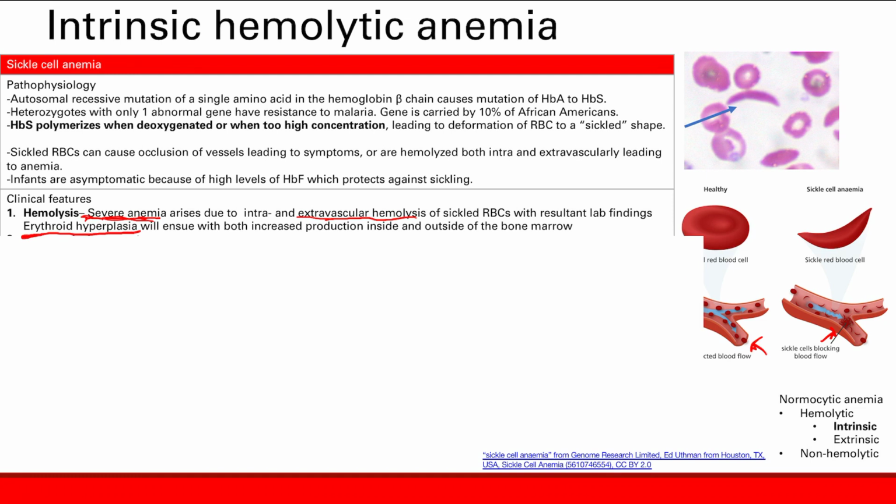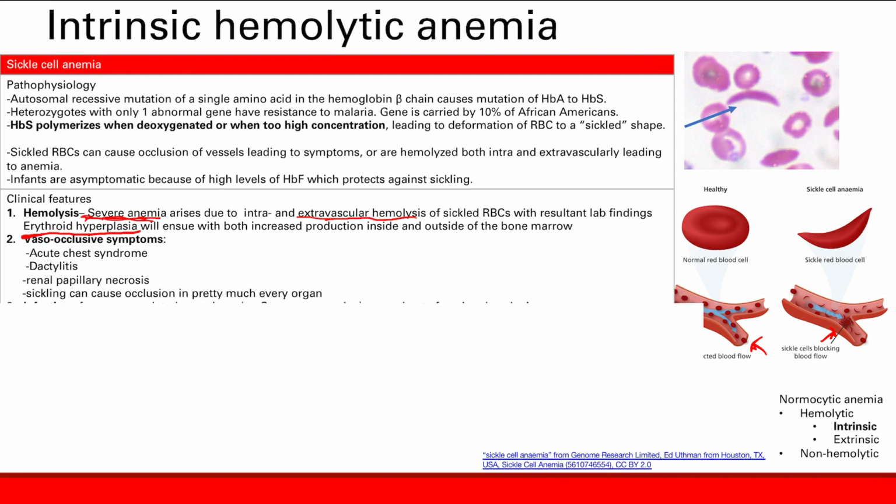And the other thing, you're also going to increase production outside of the bone marrow, just because you need to muster all your red blood cell producing forces. So you're going to get production in the liver and the spleen. Remember, we kept talking about that. So those are going to expand. You're going to get hepatosplenomegaly. So that's it for the hemolysis.